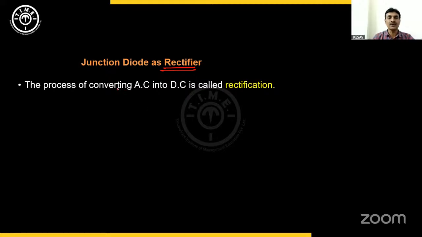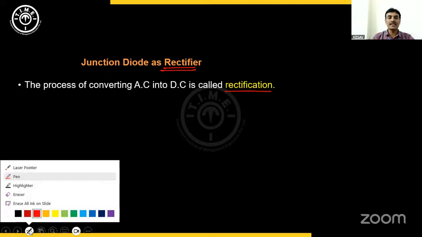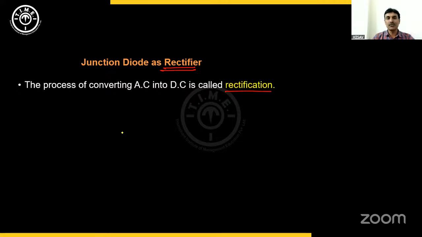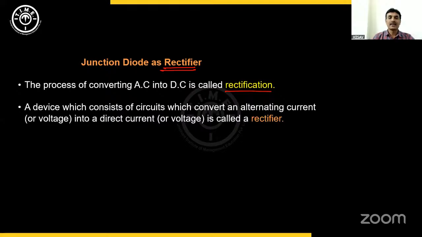The process of conversion of AC, alternating current, into direct current is called rectification. The device which consists of a circuit performing that action is called a rectifier. It converts an alternating voltage into a direct voltage or alternating current into a direct current. That is a rectifier, which converts AC into DC. For that matter, your mobile charger is a rectifier.